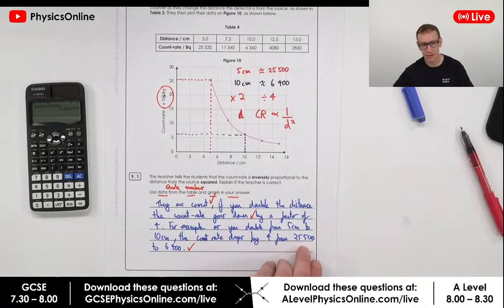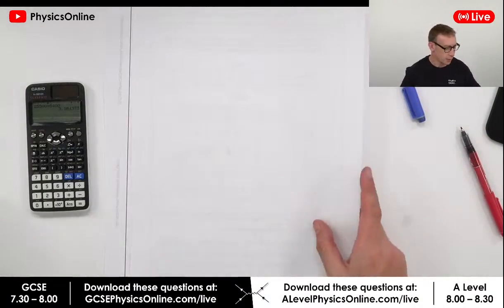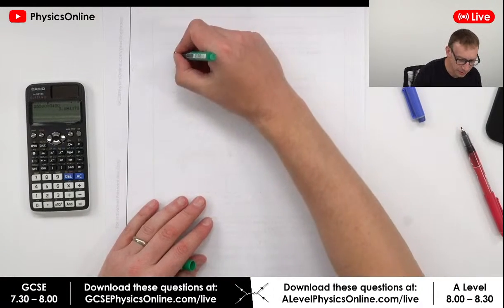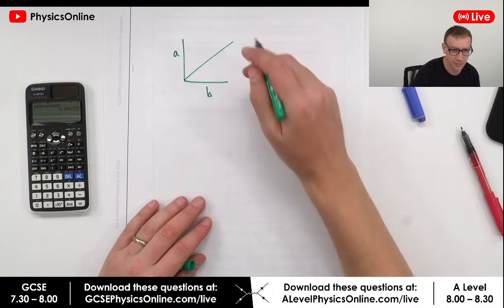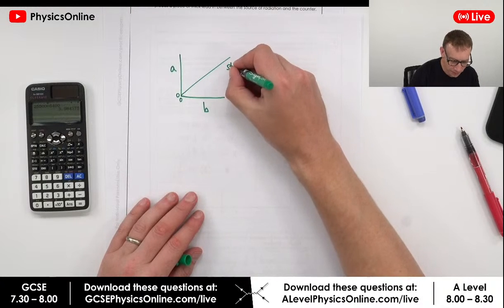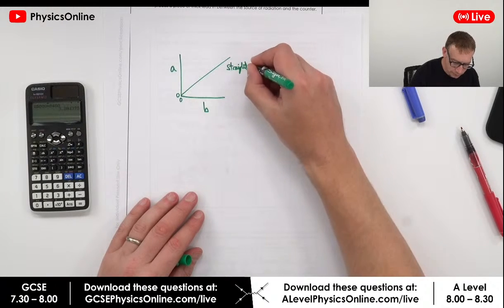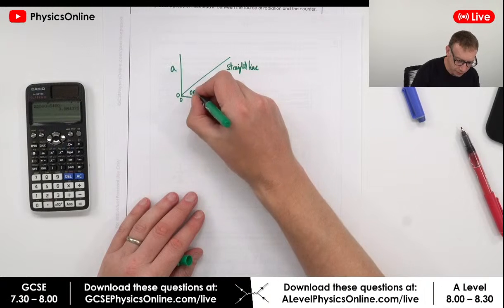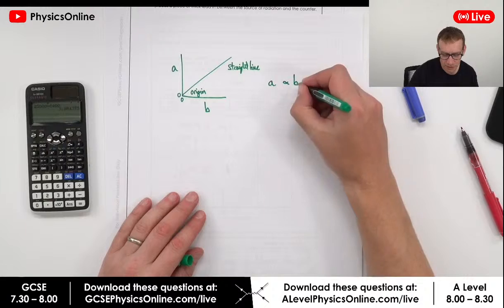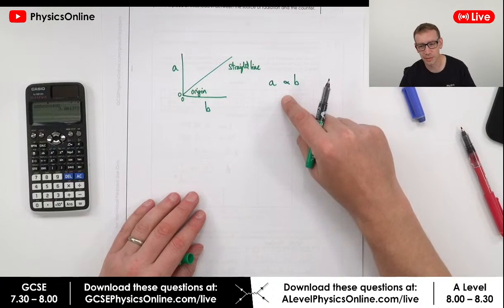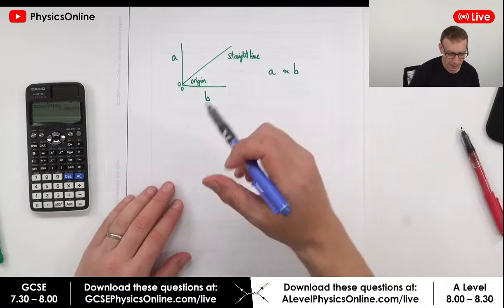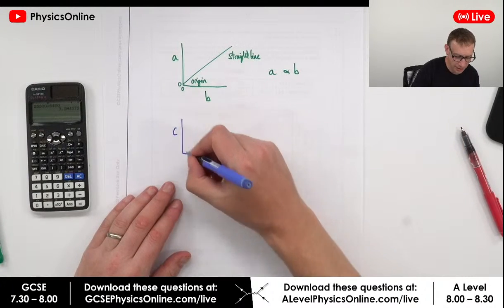If I just turn this over. What you need to look at is 2 big relationships. The first relationship: say you've got A and B, and we've got some data that looks like this. And here we have the origin. If you have a straight line and it goes through the origin, then we can say that A is directly proportional to B. This symbol here just means proportional. That's the first one.